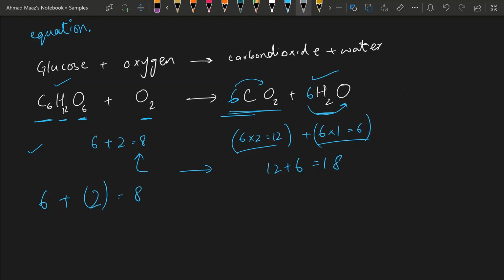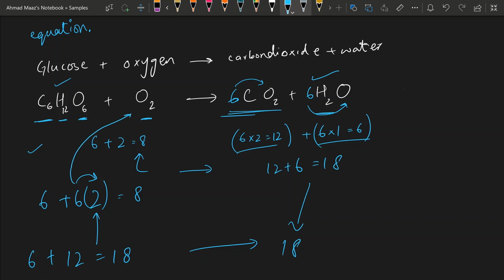What if you multiply the number of oxygens here by 2? You'll have 6 plus 12 equals 18, and that is what you require over here. Which means that if you've multiplied this by 6, you need to add this 6 over here. If you multiply this oxygen molecule by 6, you'll have 6 plus 6 times 2 is 12. 6 plus 12 is 18 and 18. That is how you do it. Not very difficult.